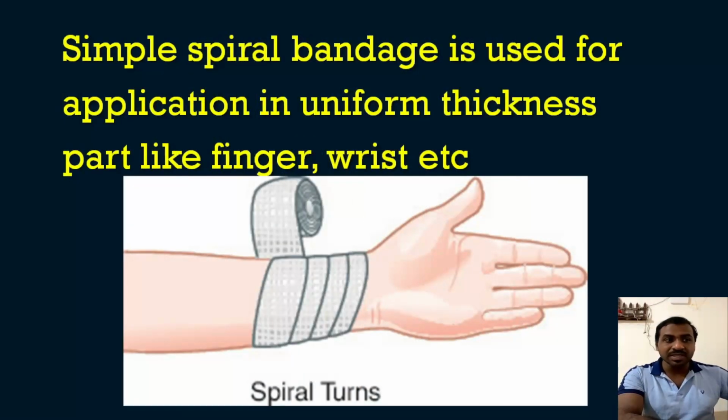The answer for our question was the reverse spiral. Now we will see what a simple spiral is. Simple spiral means the bandage is used for application in uniform thickness areas, parts like a finger or wrist. If you want to put the bandage up to this point, here it is uniform. Fingers are also uniform. So in uniform areas we can use simple spiral. I think you understood the difference between simple spiral and reverse spiral.